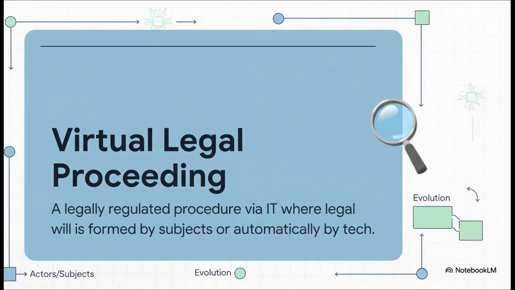And that brings us to a more formal doctrinal definition. A virtual legal proceeding is conducted by IT, where legal decisions are formed either by people or, and here's the kicker, automatically by technology. Now that last part, that's the real challenge. How can an algorithm form legal intent? Well, it requires what we call a legal fiction, basically a framework where the law agrees to treat a specific automated act as if it were a valid expression of will, just like a person had done it.